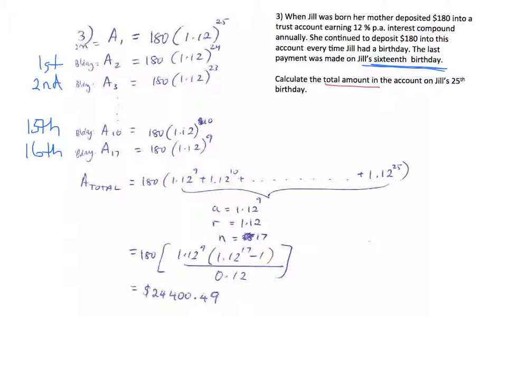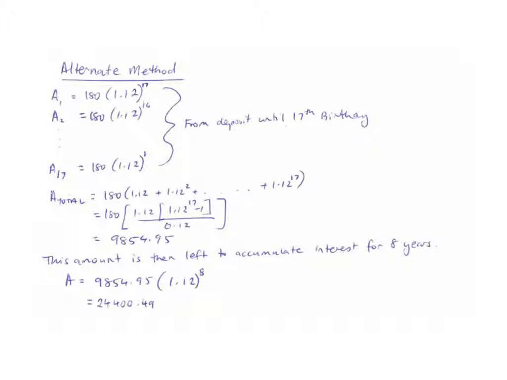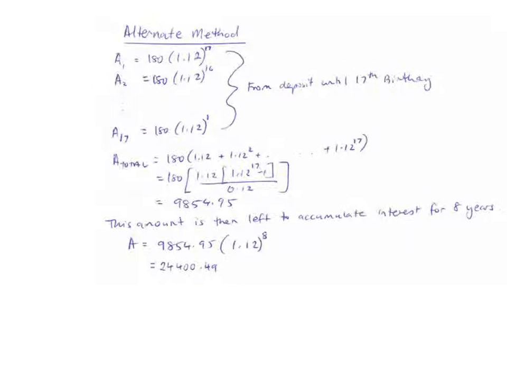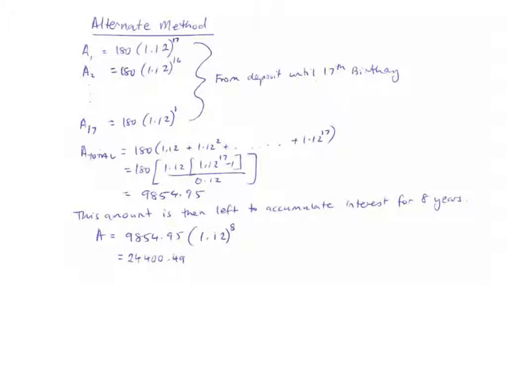You could say the first deposit, in my solution, is in there for 17 years, from when she's born till her 17th birthday. Then the second deposit, on her first birthday, will be in there for 16 years. The last payment there of $180, on her 16th birthday, will be in there for 1 year.